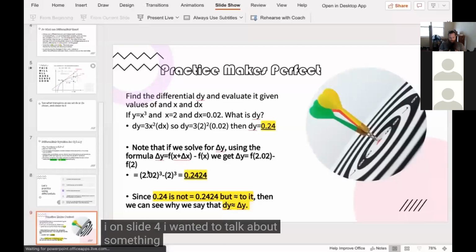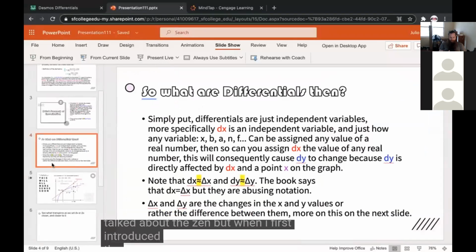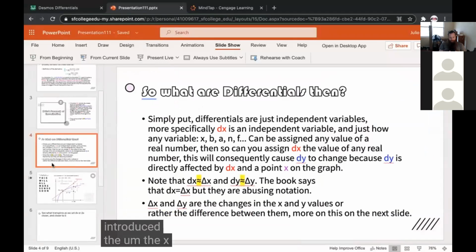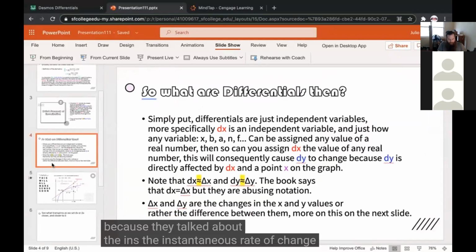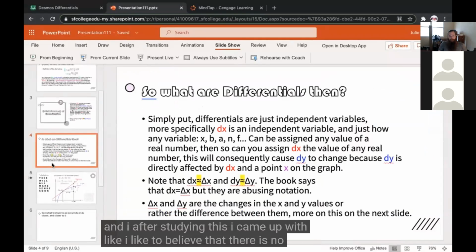On slide 4, I wanted to talk about something interesting. When I first introduced the dx and the dy, I should have talked about this then, but I kind of got confused when I was first doing this because they talked about the instantaneous rate of change. And after studying this, I came up with, I like to believe that there is no such thing.